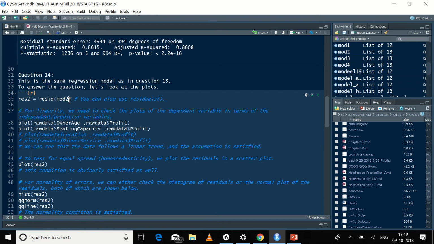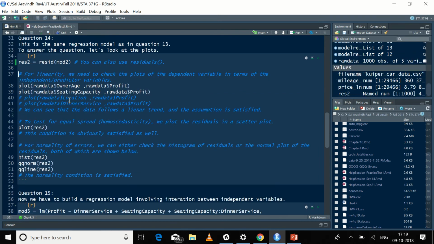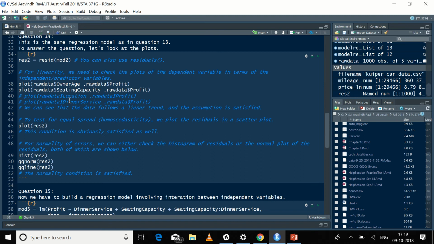So I'm finding the residuals for my model. Model two would be the regression model that I ran for all the variables, and I'm first finding the residuals of that model. The command to use would be resid of model two. I'm naming it res2, and I'm going to be plotting that residual plot.